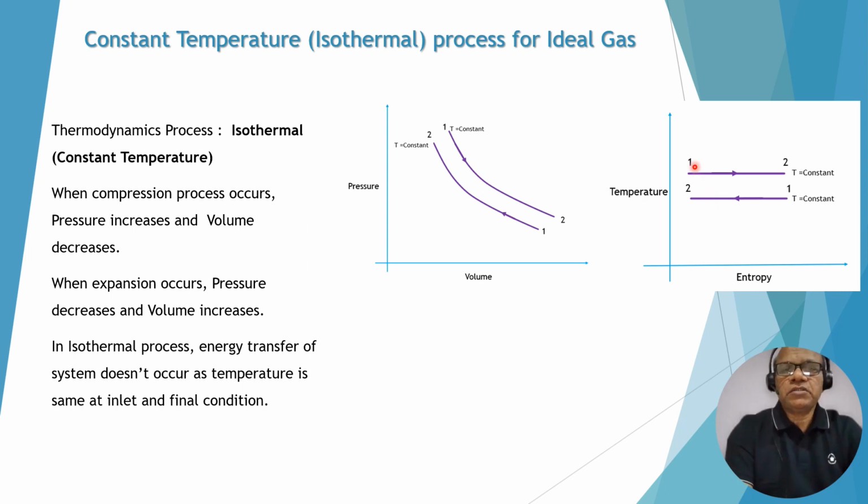On the TS diagram, you can see that in both cases the temperature remains constant because this is an isothermal process, and on the PV diagram you can see the compression process and the expansion process. In the PV diagram, when the volume decreases, pressure increases, and when volume increases, pressure decreases because temperature is constant.